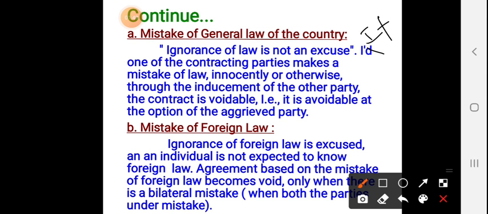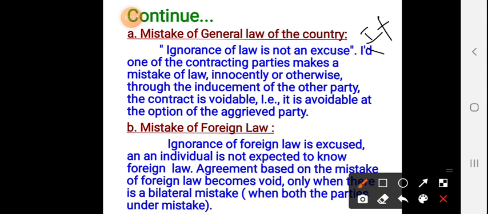Okay, because of the law, the person who enters the contract should follow all the rules and regulations of the country, right? In a mistake of general law, he is going against the law of the country, which means that the particular contract becomes void. It can be avoided by the aggrieved party, that is, by the other contracting party.